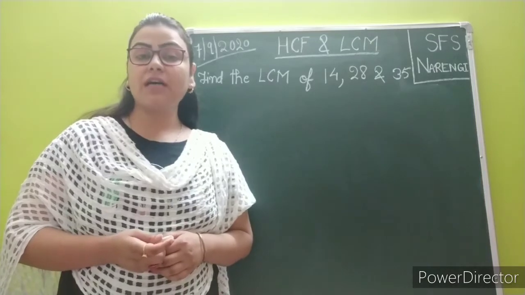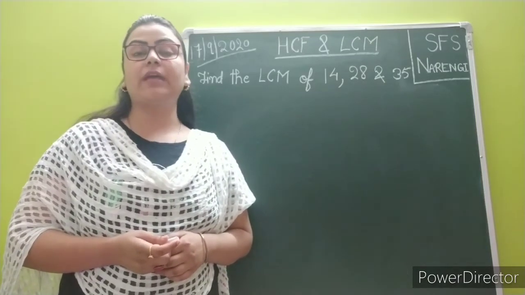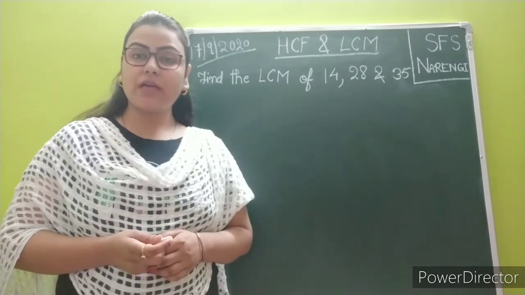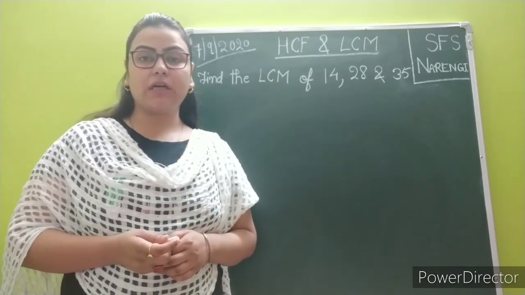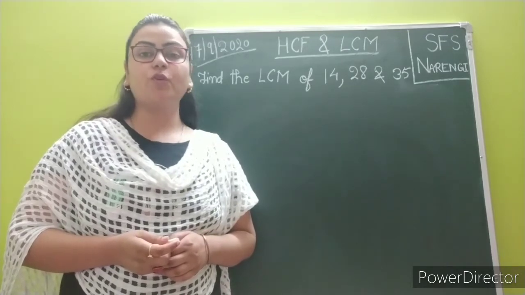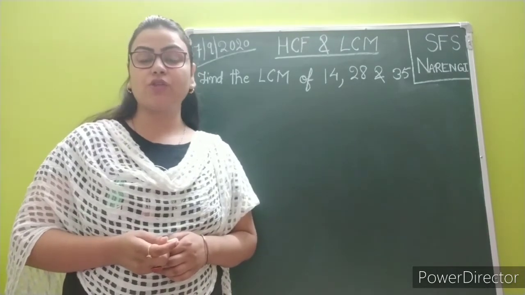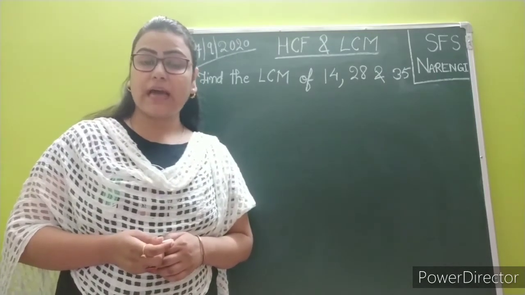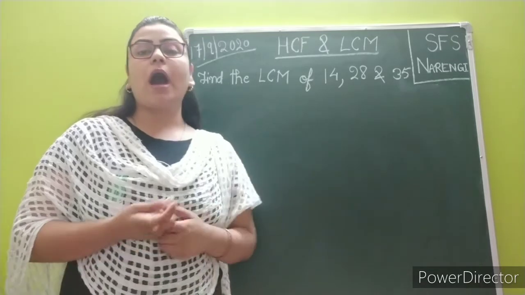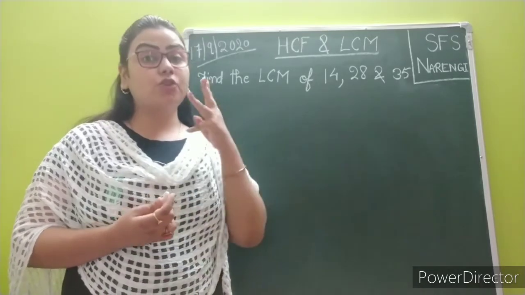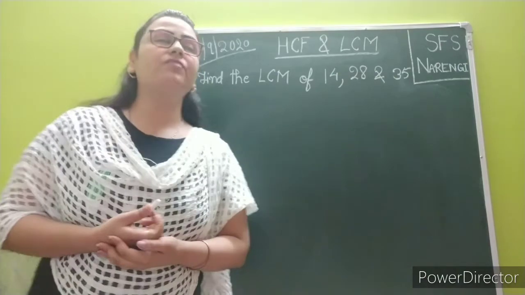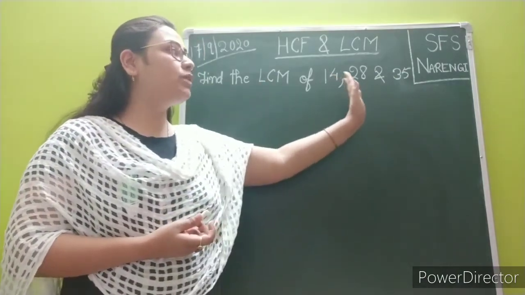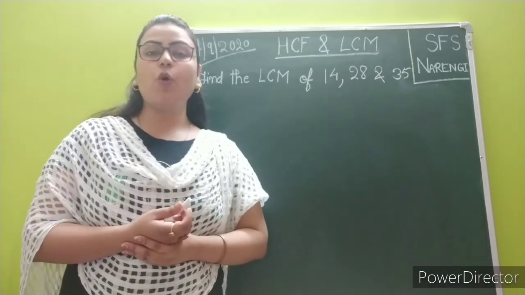So, in our last class we learned how to find out HCF and LCM using prime factorization. In today's class, we are going to learn a few facts about HCF and LCM. But before doing that, let us learn how to find out the LCM of three given numbers. We have taken the same numbers as we had taken for the HCF also: 14, 28 and 35. So, let's begin.